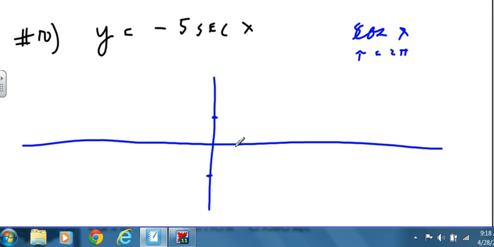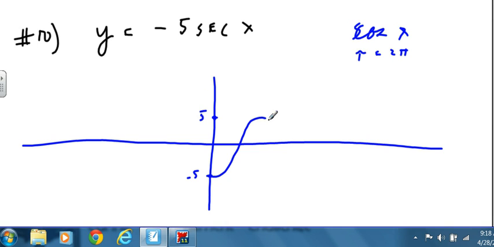So I'm going to start someplace. Now, I would normally start my cosine curve at 1. In this case, I have an amplitude of 5, which means I'd start at 5. But it's a minus 5, so I'm going to start at minus 5. So my cosine function is going to start there.